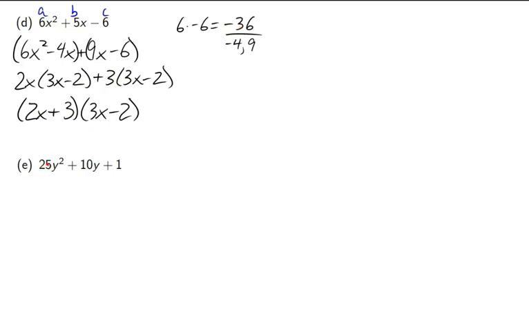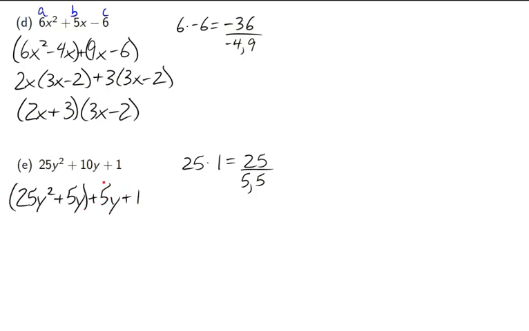Alright, next one. We've got 25y squared plus 10y plus 1. So again, do A times C. And I just get 25. So what two numbers multiply to 25 and add to 10? This one's pretty easy this time. It's just 5 and 5. So again, we'll split the middle term using these numbers as coefficients. So I get 25y squared plus 5y plus 5y plus 1.